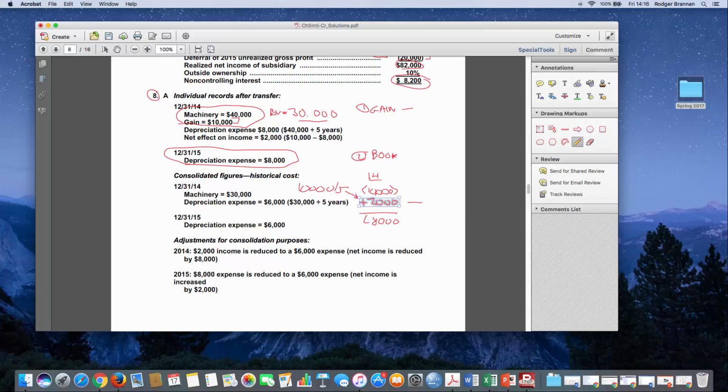Now, in subsequent years, like in 2015, the only thing I need to worry about is the $2,000. That, in a sense, is going to reduce my depreciation expense. So when I reduce the gain, this is going to be a debit, this is going to be a credit entry, so that nets out to $8,000 in the first year. Then likewise in the second year, I'm only going to have to worry about the plus $2,000. That's going to be added back each year.